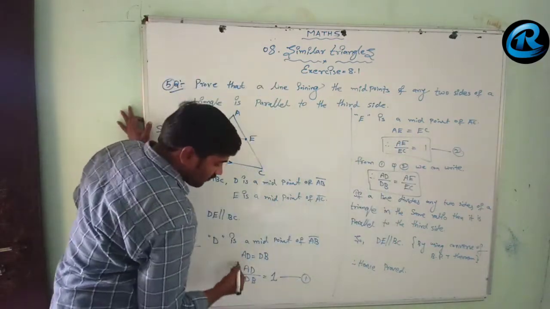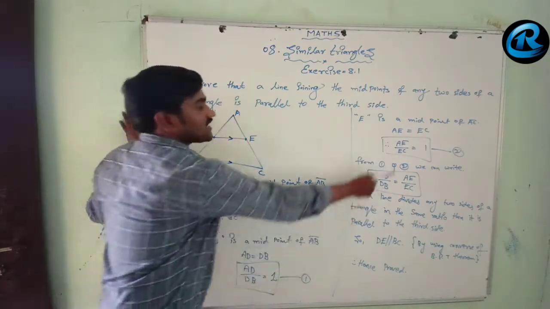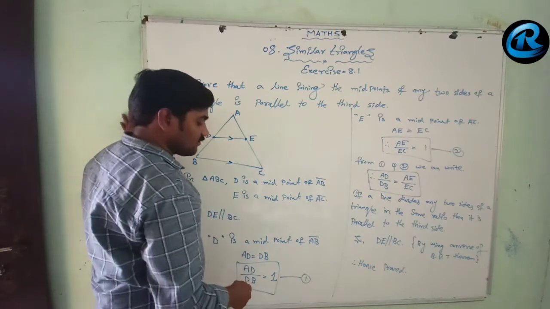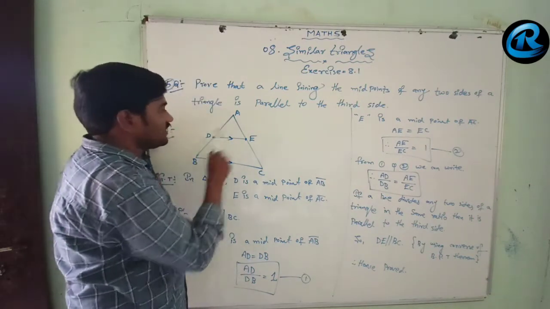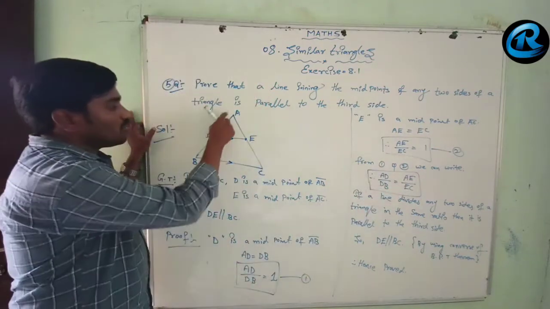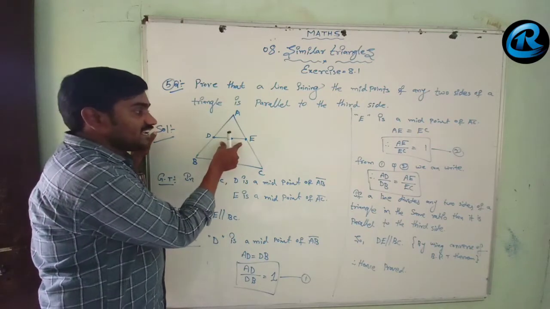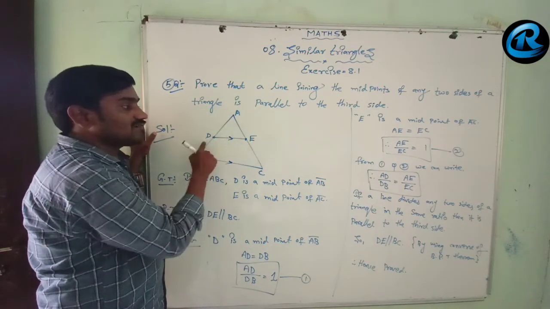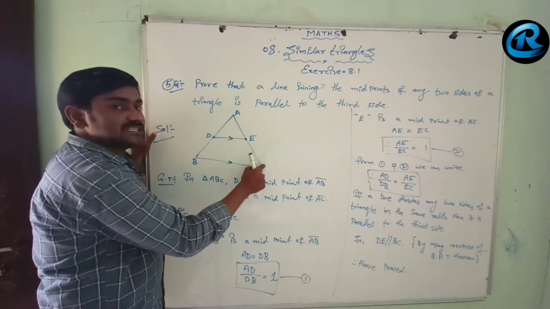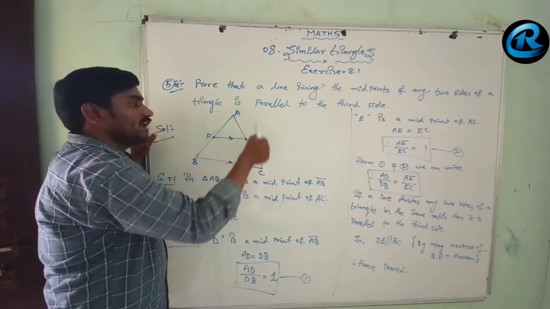From equation number 1 and from equation number 2, what can we observe? On the RHS, both ratios are the same, 1. Then the LHS is equal: AD by DB is equal to AE by EC. Now this line DE is dividing these two sides of the triangle in the same ratio, that is, AD by DB equal to AE by EC.